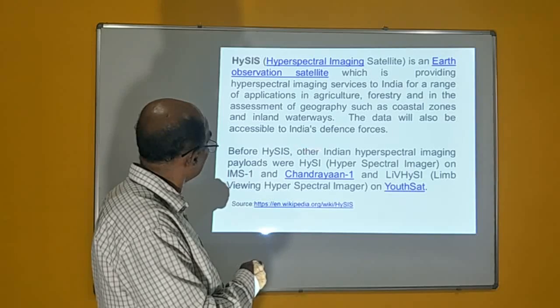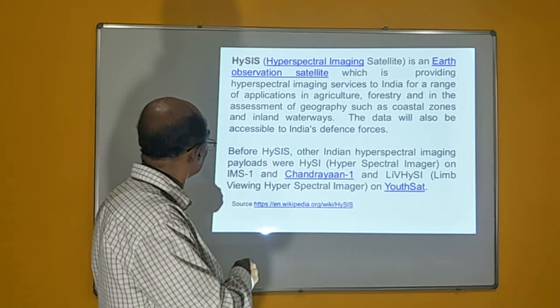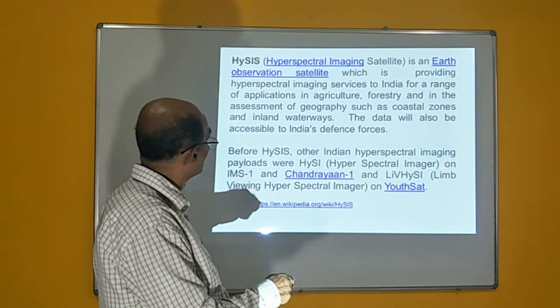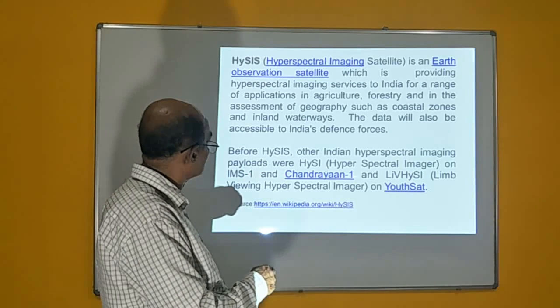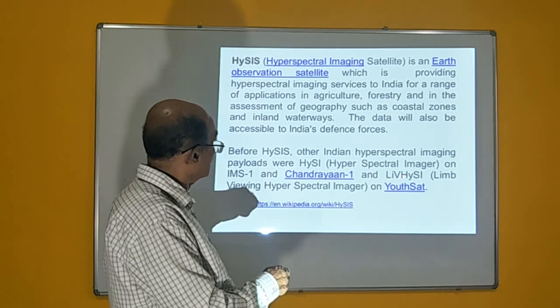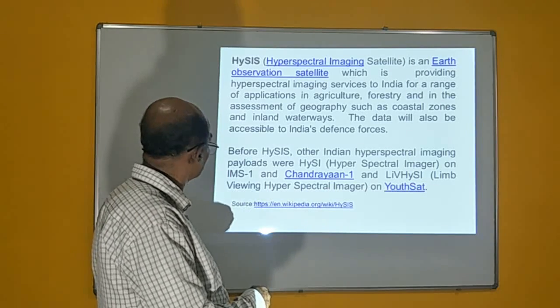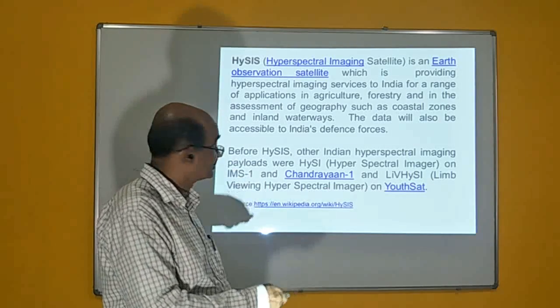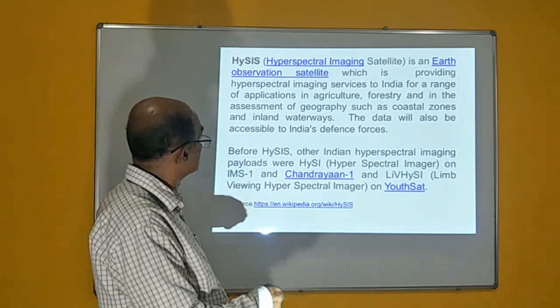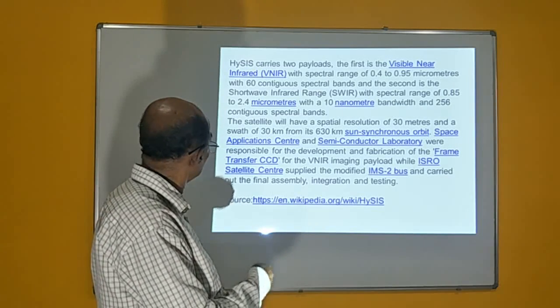Before the hyperspectral imager, other Indian hyperspectral imaging payloads were HySI hyperspectral imager on IMS-1 and Chandrayaan-1, and LiVHySI limb viewing hyperspectral imager on YouthSat. These are some of the specifications of Indian hyperspectral imaging systems. Next slide.